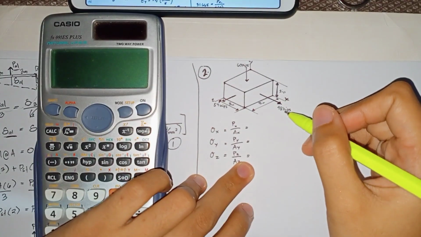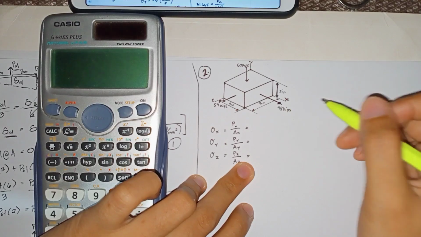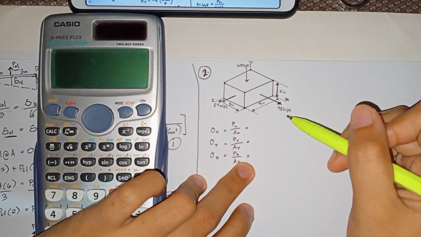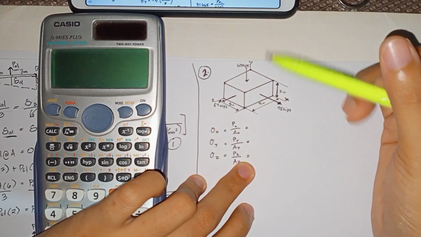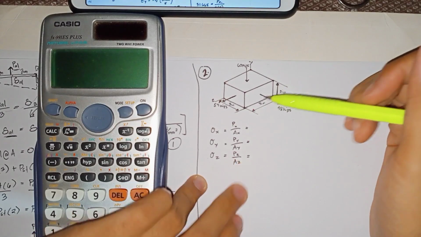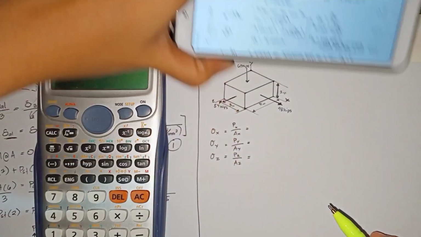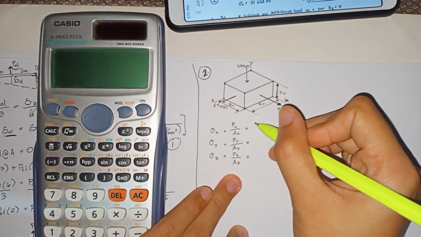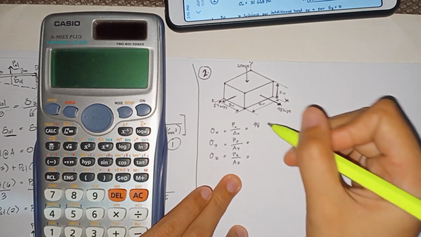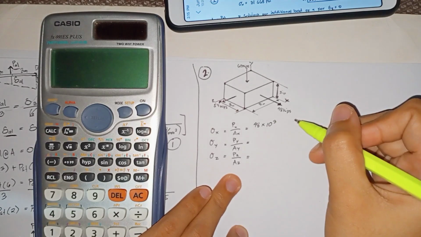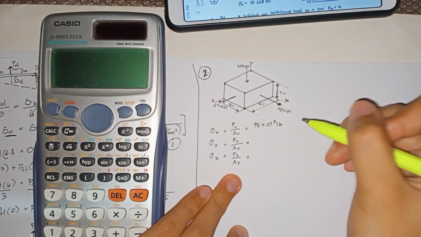So, if this is in kips, we need to convert it into pounds, because our pounds should match the other givens. Here are the other givens: we have nu and we have E, where our E is in PSI, and that is in pounds. So this 48 would be equal to 48 times 1,000, or times 10 raised to 3, because 10 raised to 3 is 1,000, and that is LB all over.